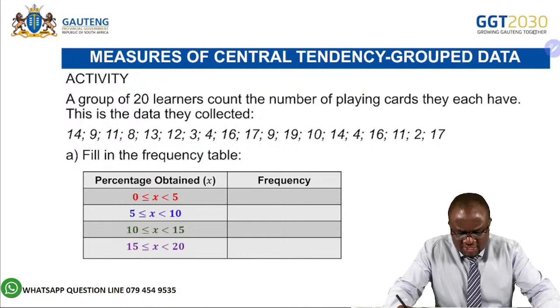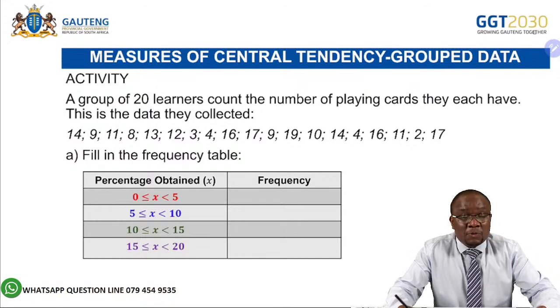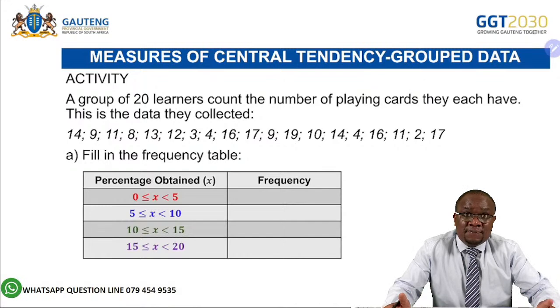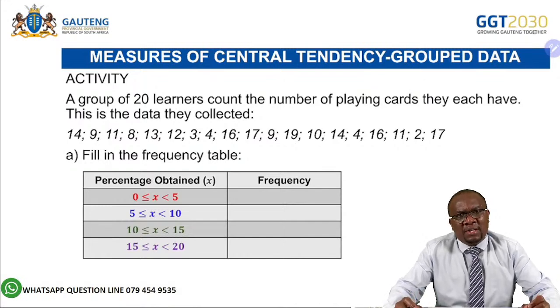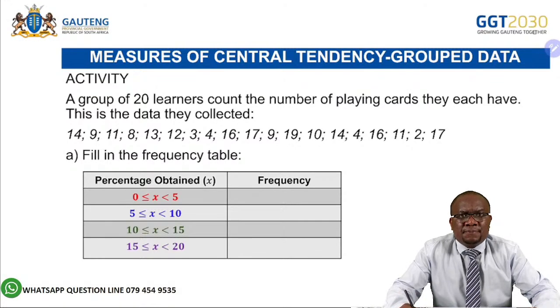A group of 20 learners count the number of playing cards they each have. This is the data they collected. Fill in the frequency table. I want us to fill in the frequency table in 2 minutes. After 2 minutes, I'm not going to be explaining, we're marking, isn't it? After 2 minutes, we're going to mark our work. Let's do it for 2 minutes.